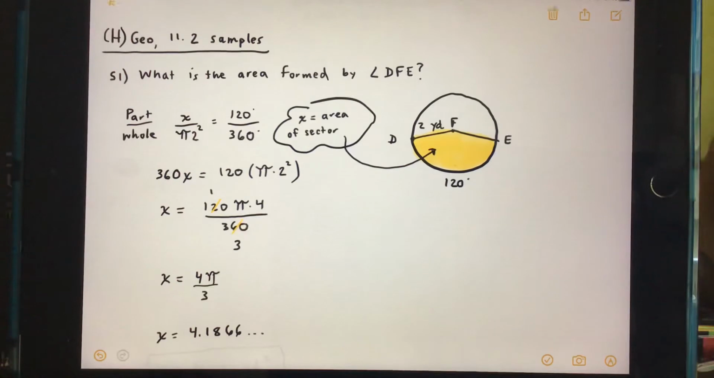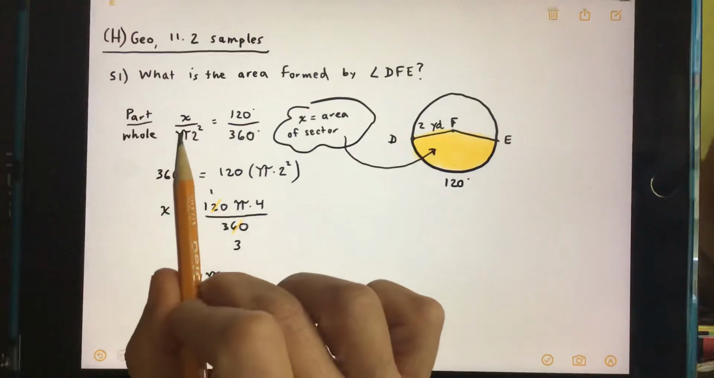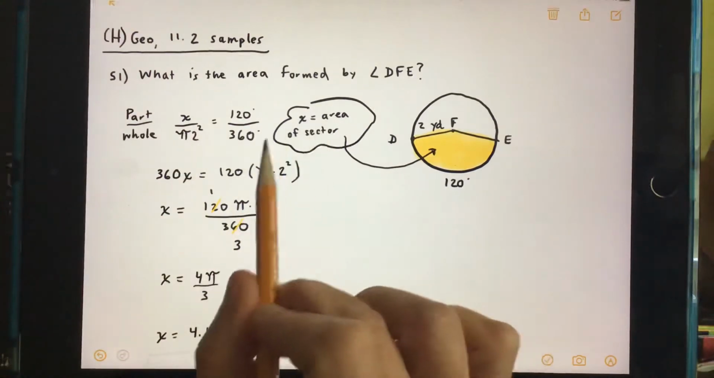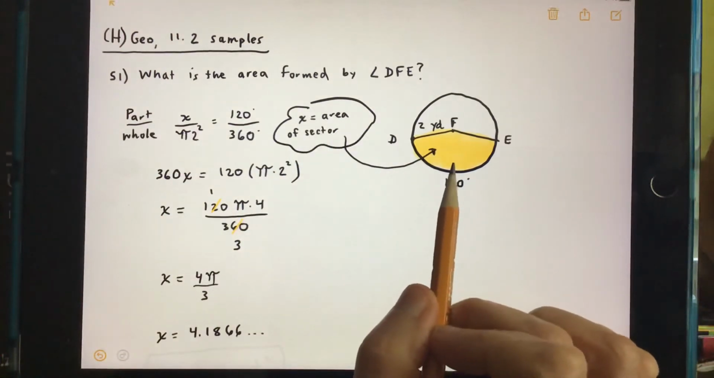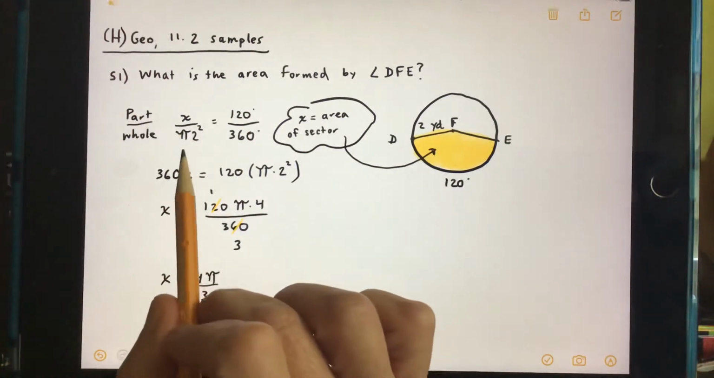Well, we're going to go back to the proportion where we can relate two ratios, part to whole, to set up an equation that will allow us to solve for x, which will be the area of the sector of the circle. So what we're going to do first is establish x is going to stand for the area of the sector, the yellow part. And so that part of the circle, that sector, compares to the entire area of the circle.